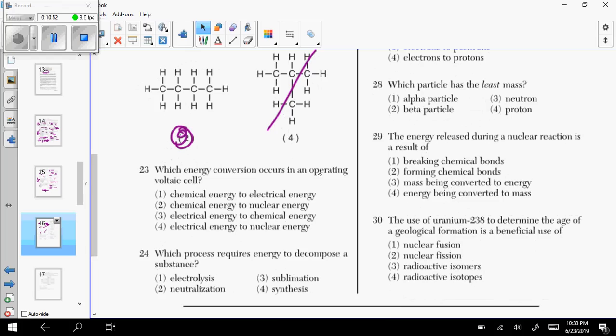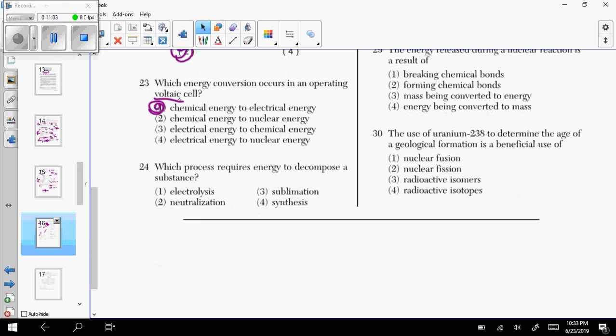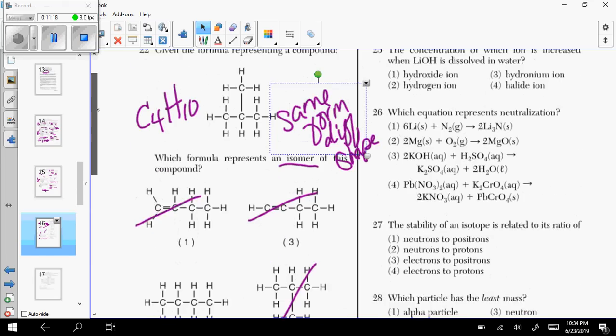Which energy conversion occurs in a voltaic cell? So a voltaic cell converts chemical energy to electrical energy. It produces power. It allows spontaneous reactions to do their chemical reaction and then make electricity. Which process requires energy to decompose a substance? So if you require energy and you're breaking something apart, that's called electrolysis. So it's not a voltaic cell, it's an electrolytic cell.